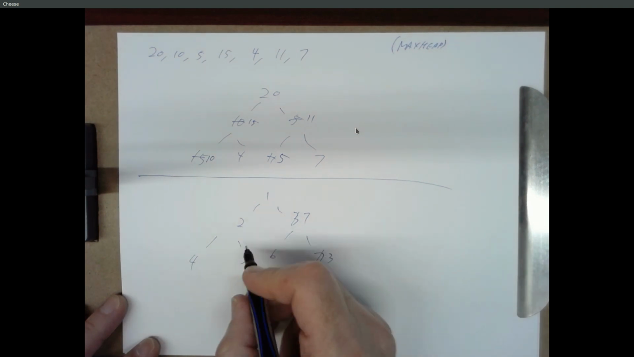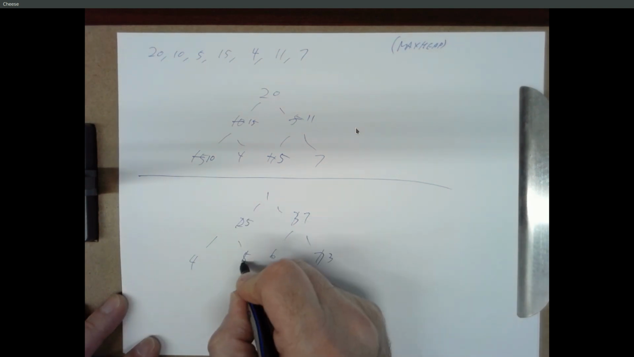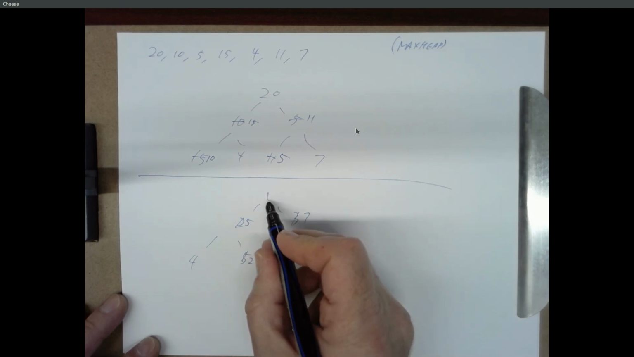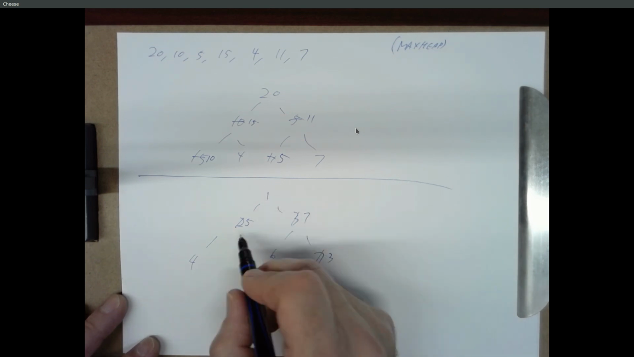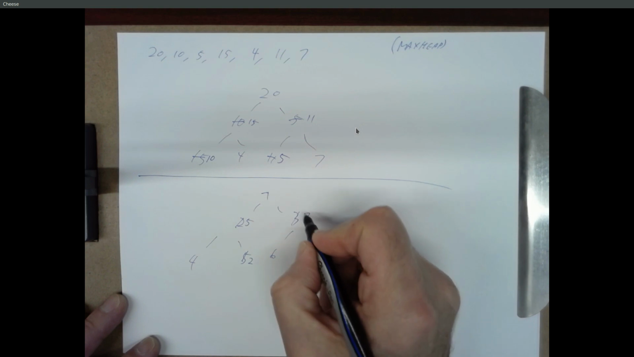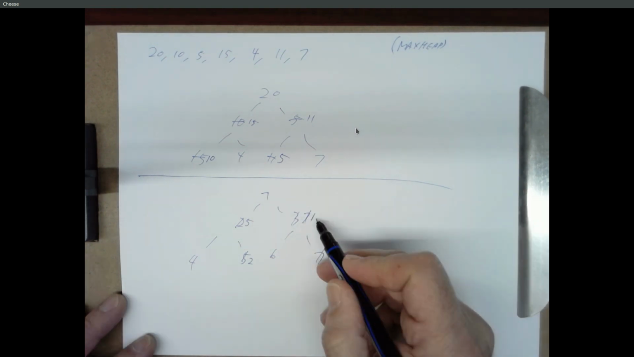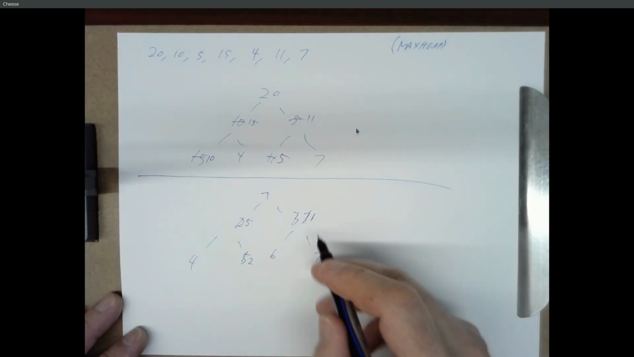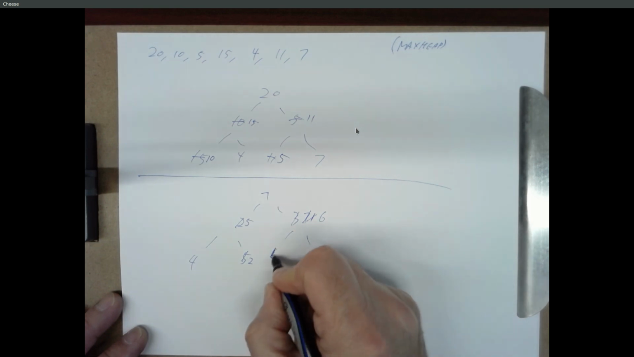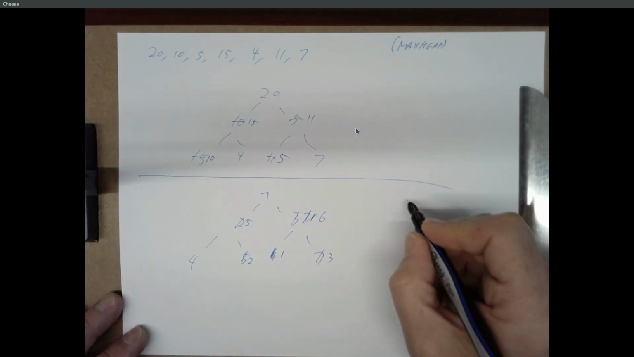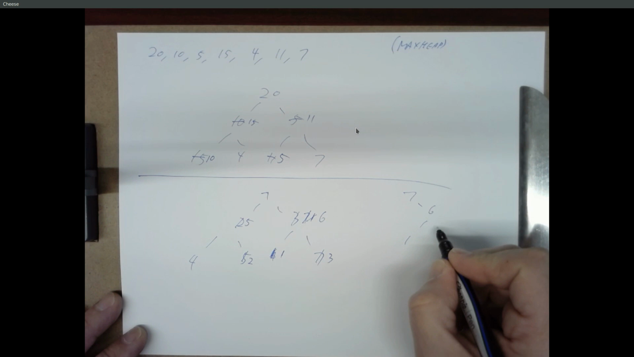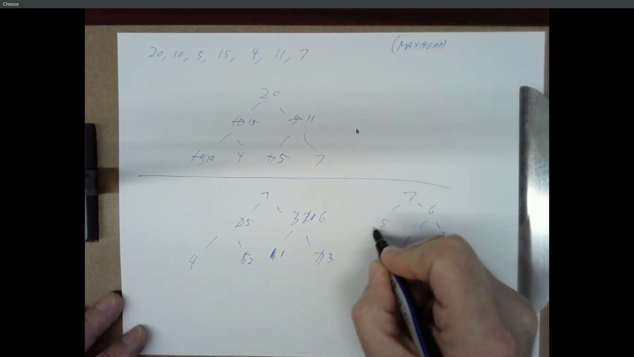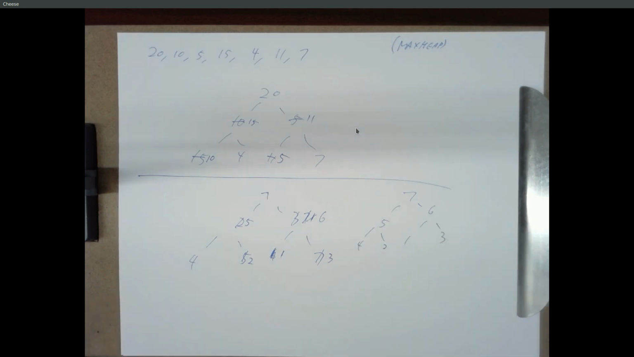2 does not satisfy, so swap with the largest child, make that a 5 and a 2. And now look at the 1. Does not satisfy the heap property, swap with the largest child, which is 7. Move down, 1 does not satisfy, swap with the largest child, which is 6. And we got a heap. 7, 6, 1, 3, 5, 4, 2.